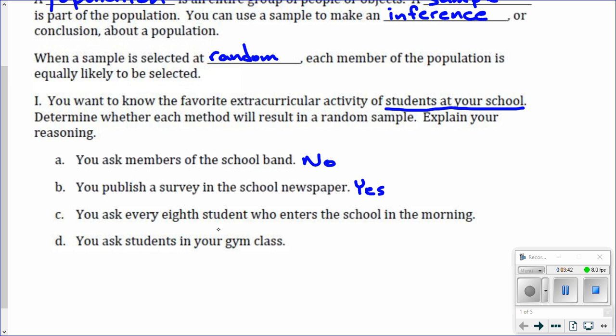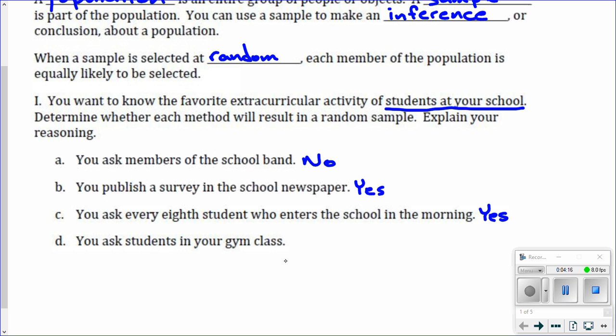You ask every eighth student who enters the school in the morning. Again, this could be yes or no. I'm going to say yes, assuming that you're getting all the entrances to the school. All right. So everybody had a chance to be selected because they're all walking past you and you just picked every eighth student. That's random, right? That's a random sample. Everyone had a chance to be chosen. Now, if for some reason there was another entrance that you didn't cover, then this could be a no.